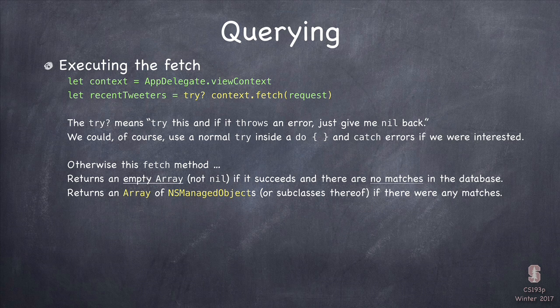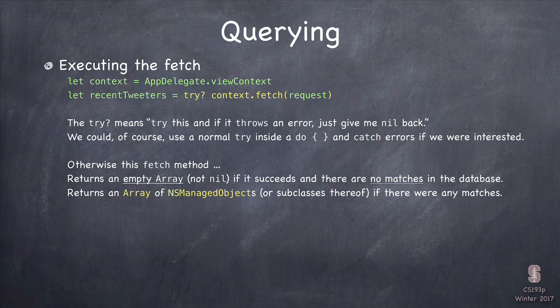But if it doesn't fail, then you're going to get an optional array, and that array is going to be empty if it couldn't find anything that matches your request, or it's going to be full of objects, tweets or Twitter users, an array of tweets or an array of Twitter users. At least that's what it's going to look like to you. It's not quite that. It looks like it. All right, that's the result you're going to get back. So again, super simple querying.